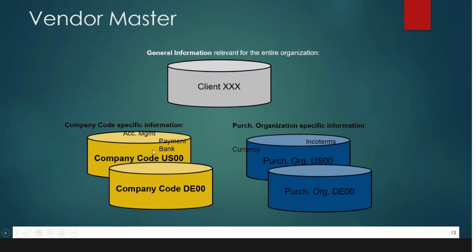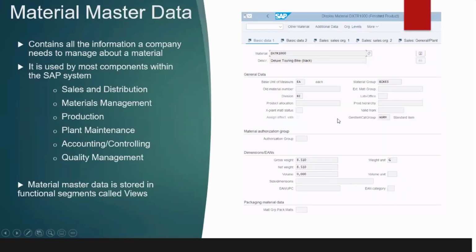Same thing, you can have information about the vendor based on the company code. With the company code US00, you have payment bank, payment account or bank account and so on. And if he's dealing with the company code of Germany, DE00, you will define this information. Maybe the vendor has a different bank account. Any question until now?